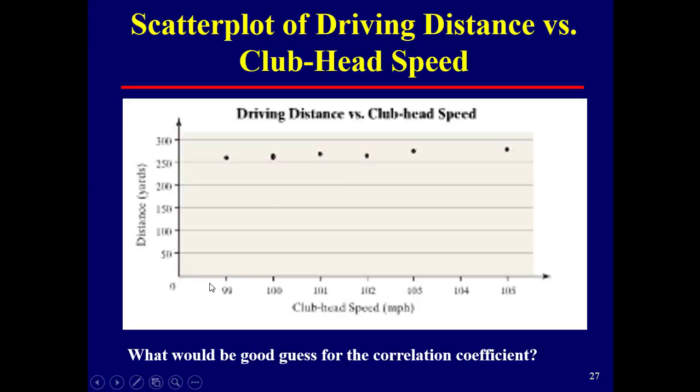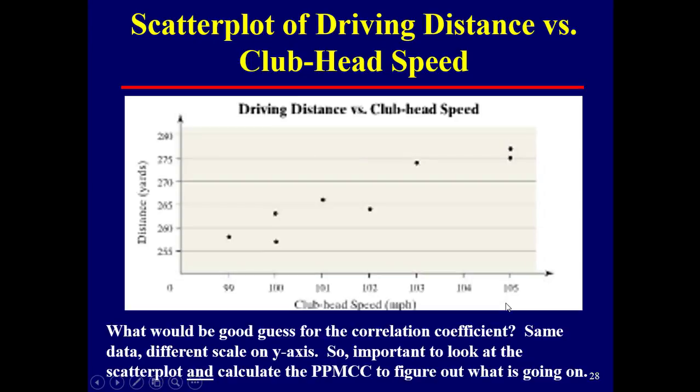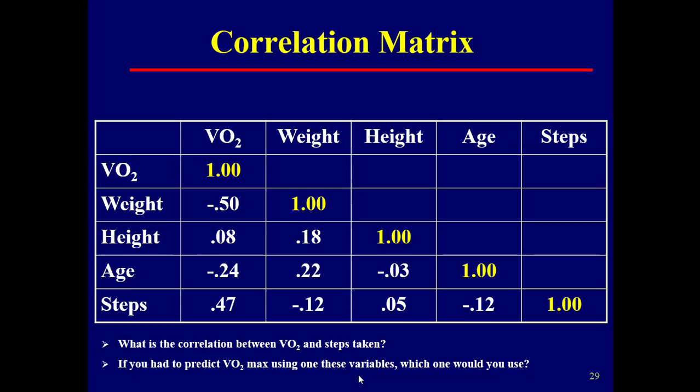But now what I'm going to do is change the scale on the y-axis. I'm going to show you the exact same data, but now I've spread these numbers out a bit, and here you can see that it appears as though there's a positive relationship, as we would expect, between club head speed and the distance that the ball travels. So, important point here. Look at the scatter plot, but be sure to also calculate the Pearson product moment correlation. When you do both together, you won't be misled by the Pearson R alone or by the scatter plot alone.